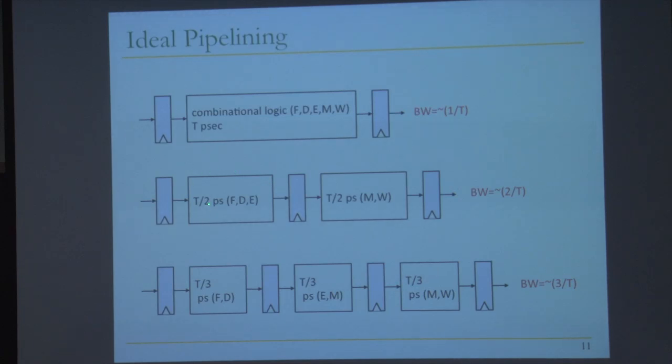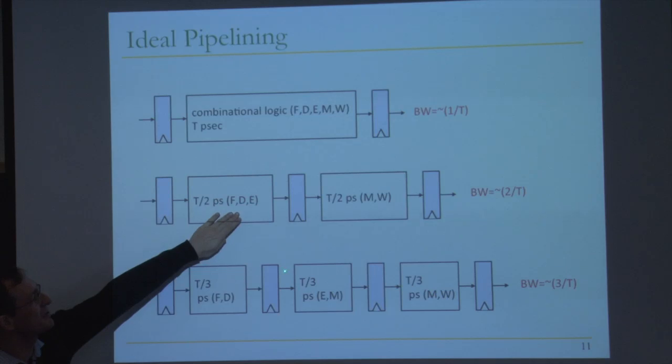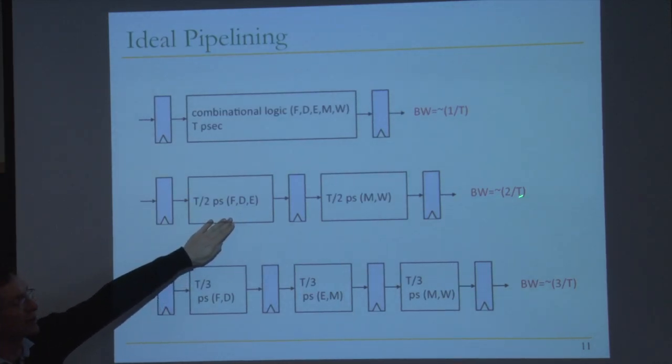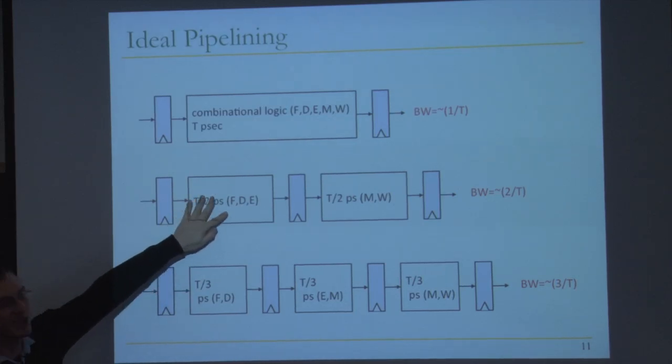Have 2 stages. One takes t over 2 picoseconds. Let's say fetch, decode, execute. Latch the result. In the next stage, you can do memory access and write back. T over 2 picoseconds, you would hope. If you could do that, you will double the throughput. It turns out it's tough to do that.